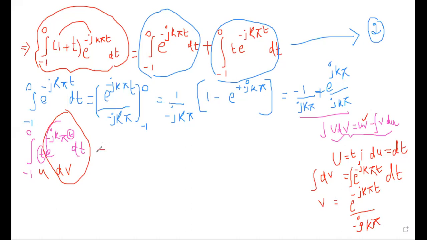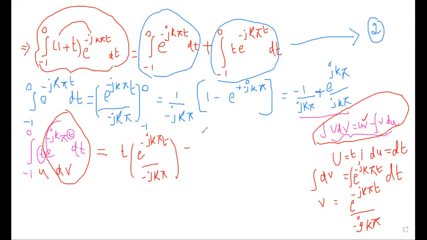Now I have to use this formula. The formula is integral u dv is equal to uv minus integral v du. So you can see here, in place of u I have t, in place of v I have e power minus j k pi t the whole divided by minus j k pi. I think you are all clear with this.